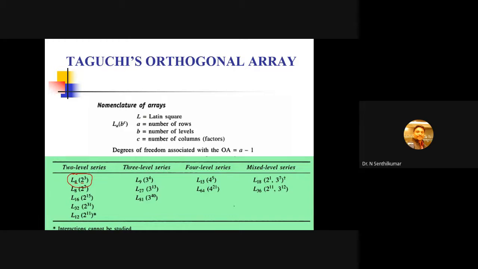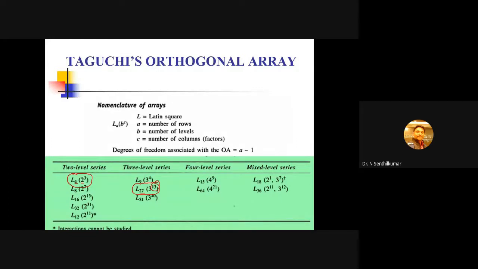So in the 3 series, you can take this L27. So 27 experiments we are going to carry out for 13 inputs that are varied through 3 levels. "No, sir, I want only 6, I have only 6 variables. Which one do I have to choose?" So you can choose L27. The remaining columns we have to delete. So these are the simple cases.